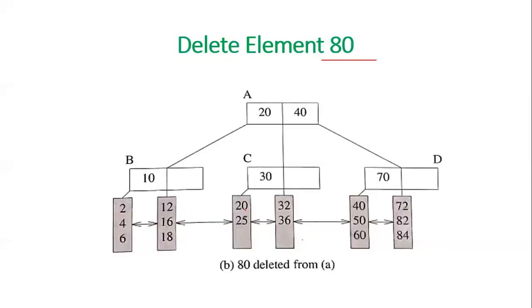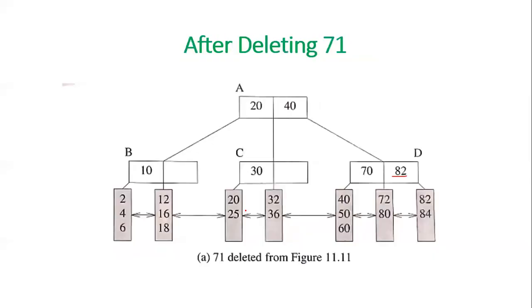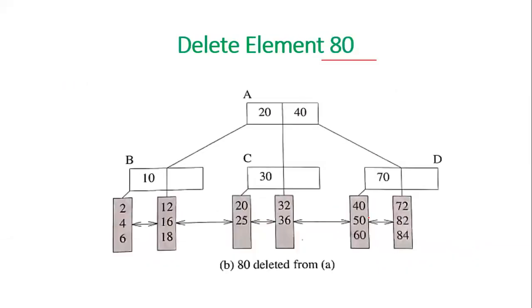Next, let us see how to delete 80 from this particular tree. So where is 80? This is the tree after deleting 71. So let us see how to delete 80.